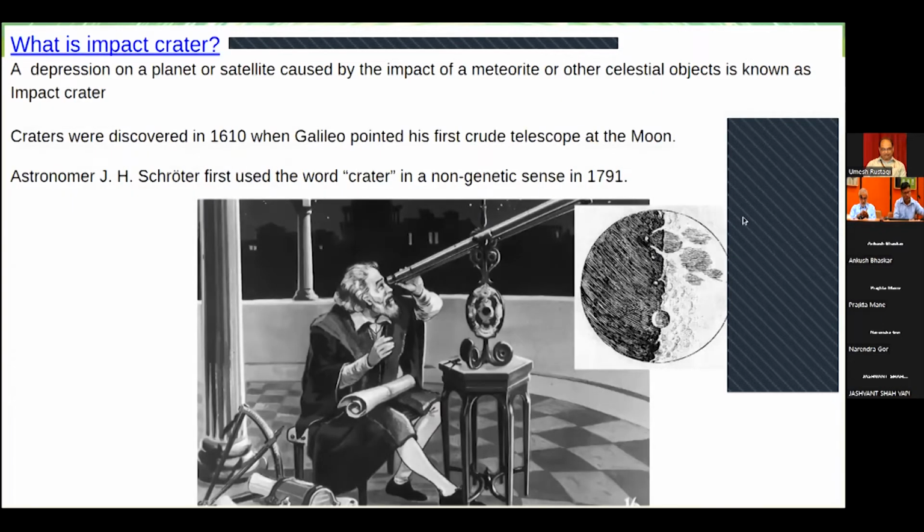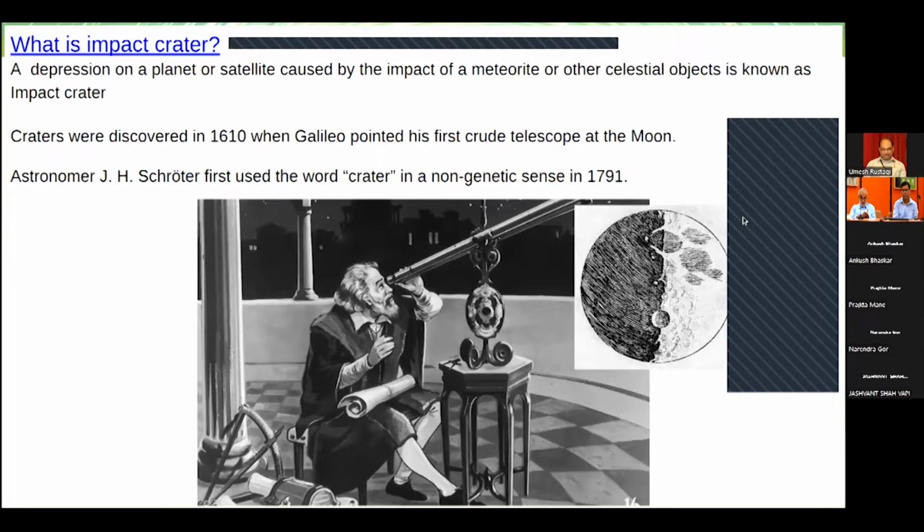So actually, what is an impact crater? First, a layman's or simple definition: it's nothing but a depression on a planet or satellite or even an asteroid. That depression is caused by the impact of some celestial objects like meteorites, asteroids or comets. Those can be present on any rocky planet in the solar system, or even outside the solar system, as Prajakta mentioned, in exoplanetary systems. Even there, impact craters would be forming, of course.